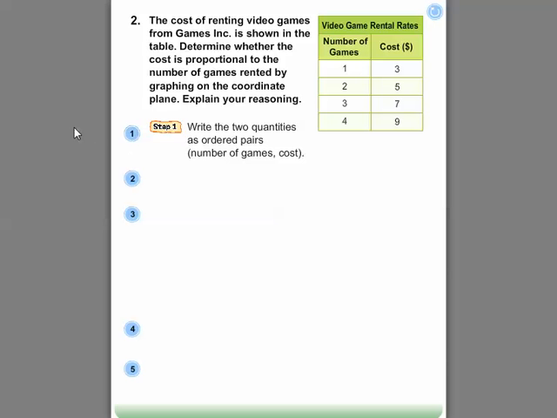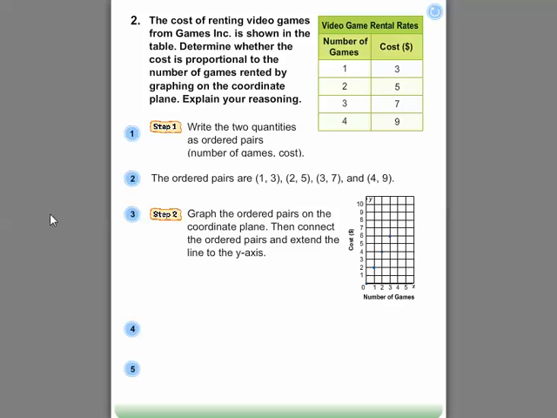So number 1 is going to be to write the two quantities as ordered pairs. So our x is going to be the number of games, and the cost is going to be our y. So the ordered pairs are going to be 1, 3, 2, 5, 3, 7, and 4, 9. Step 2, graph the ordered pairs on the coordinate plane. Then connect the ordered pairs and extend the line to the y-axis.